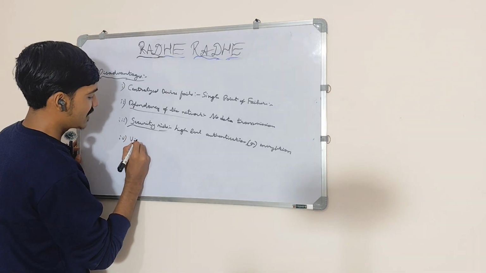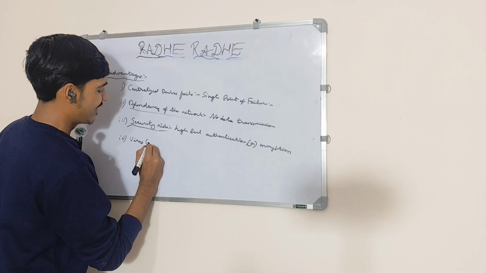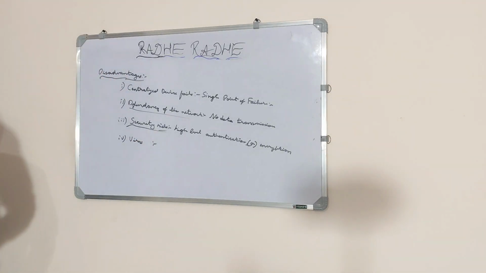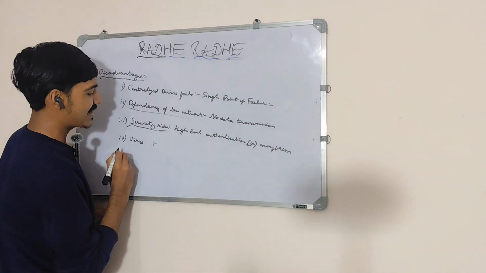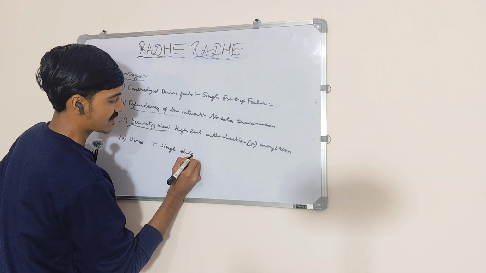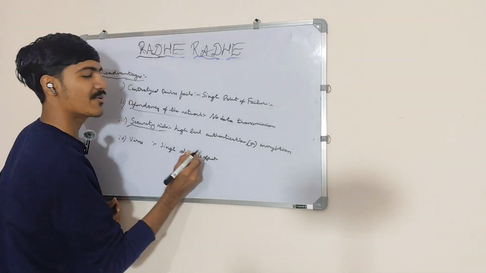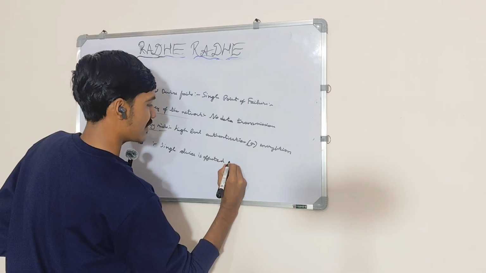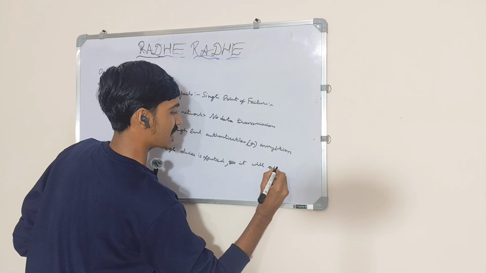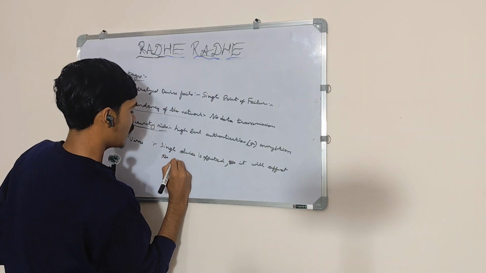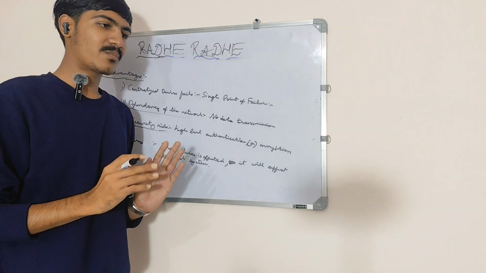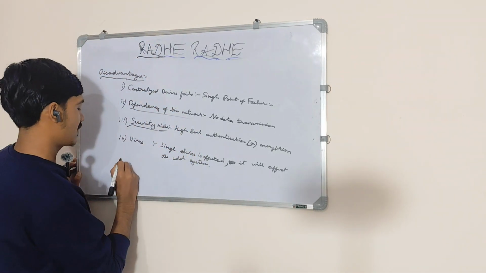Fourth, virus. Biggest disadvantage, bro. What basically happens is, even if a single device is affected with a virus, it will affect the whole system. Virus or malformed data, you can write anything.